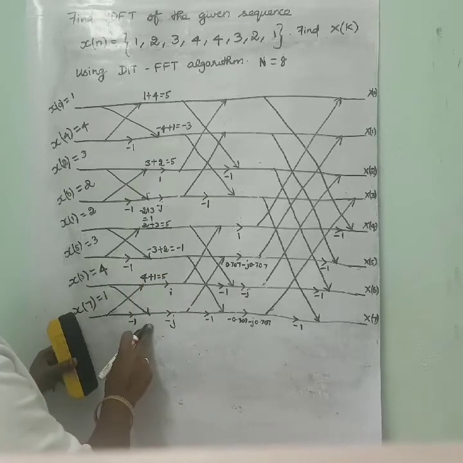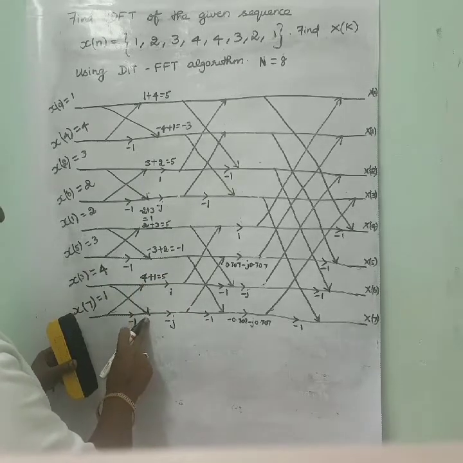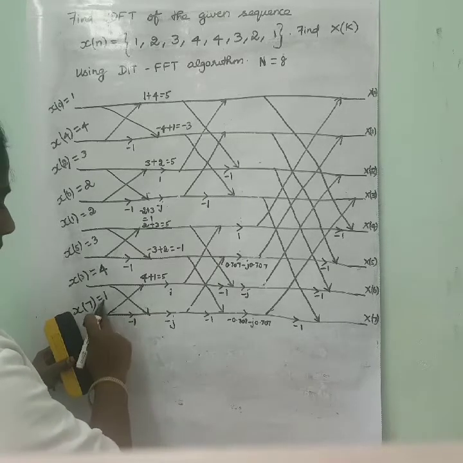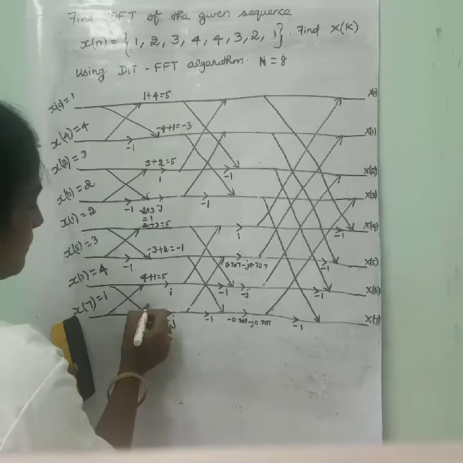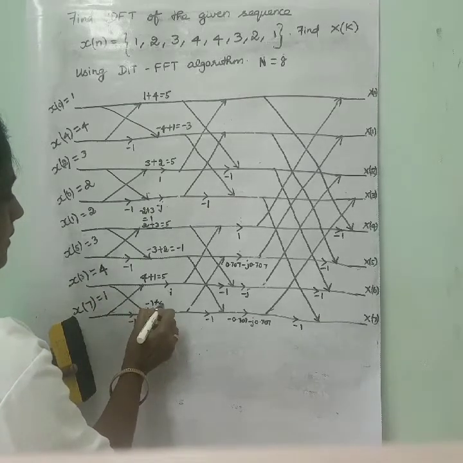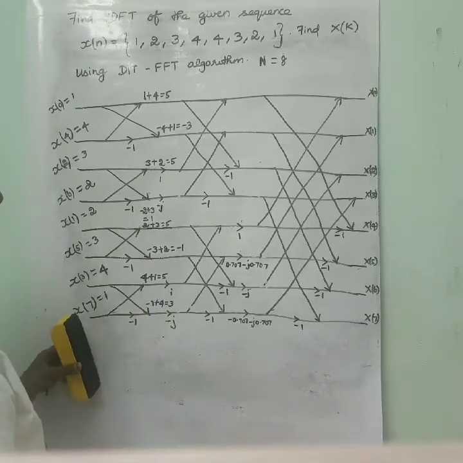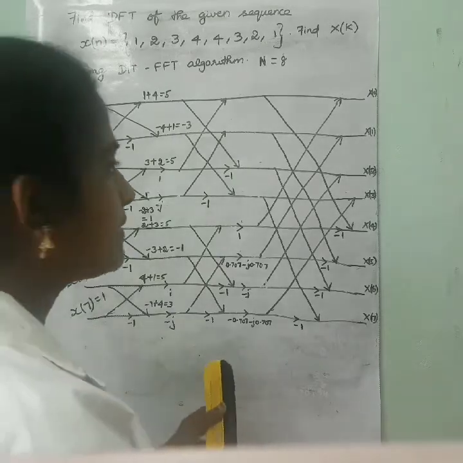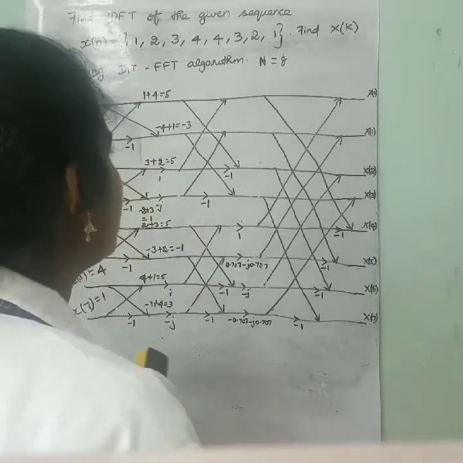So next, our last line, here this line value is 1 into minus 1. The eighth line value is 1 into minus 1, that is minus 1. 4 plus minus 1, that is equal to 3. So we have found the answer for the first stage. Now we can compute the values for the second stage.